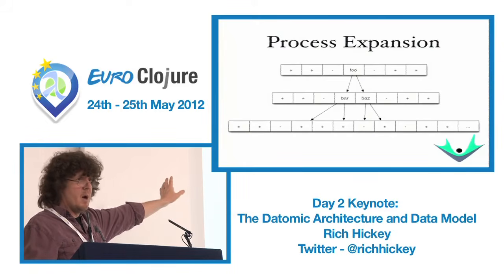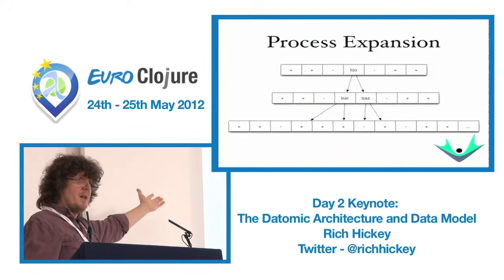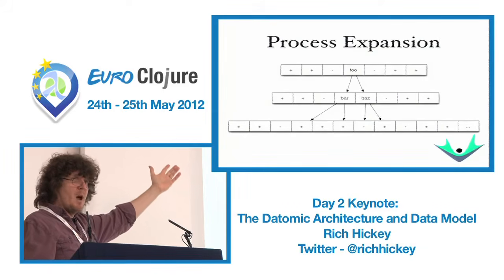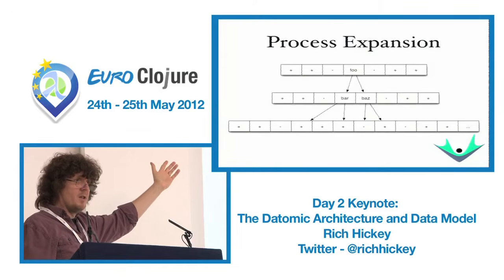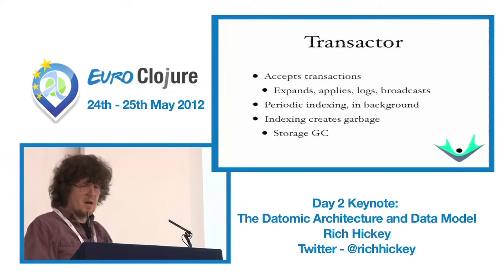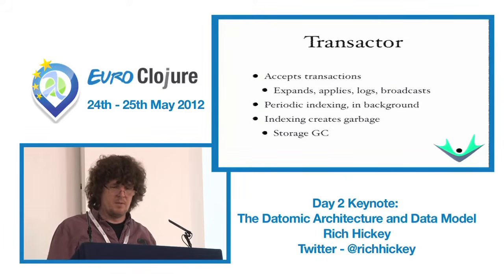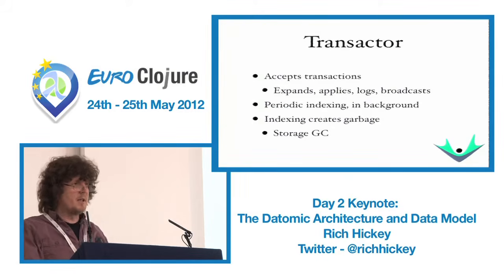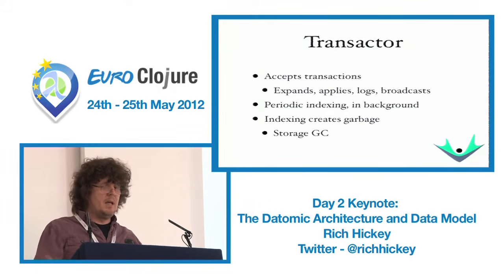And this smells like what? Macro expansion, right? Macros expand until they're not macros anymore. Transaction functions expand until they're not transaction functions anymore. So they're only assertions and retractions. And then this whole set of information goes in, because now it's information. So the transactor accepts transactions. It does this expansion. It applies that. It will log the data immediately, and it will broadcast the change, like in that picture.